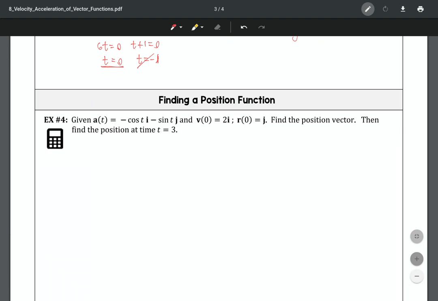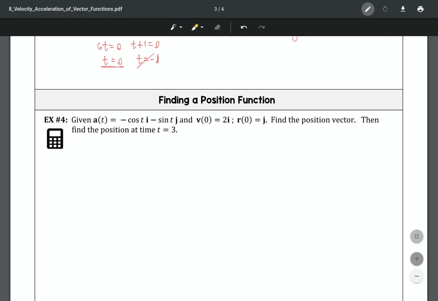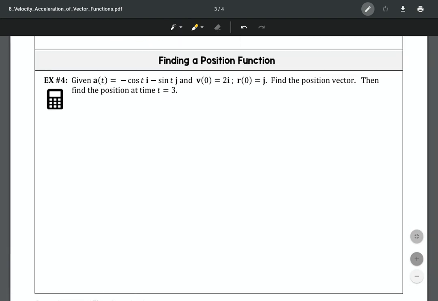Okay. All right. So now finding the position function. Now on this one right here, let me see how I did this here. Okay. So I'm going to show you one way to do it, but I'll at least tell you how another way you could do it as I'm doing it. So notice that I have the acceleration function, and we want to find the position vector, and then find the position at t is equal to 3. But anyway, here's what we do. We're going to take the integral. We know the velocity is the antiderivative of the acceleration.